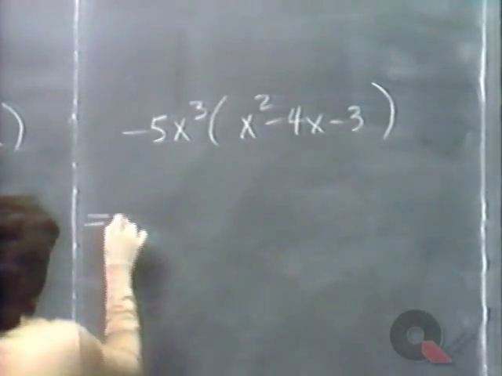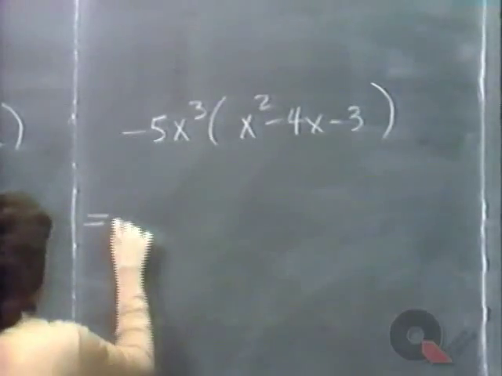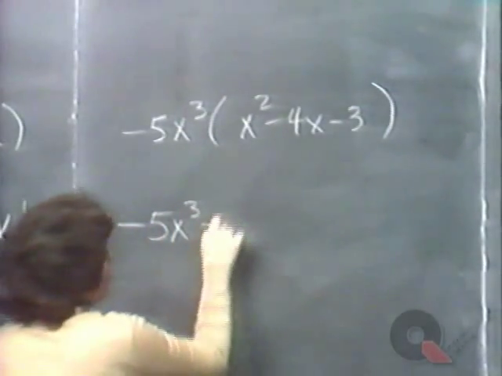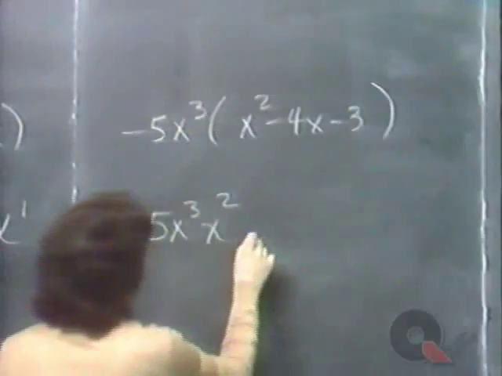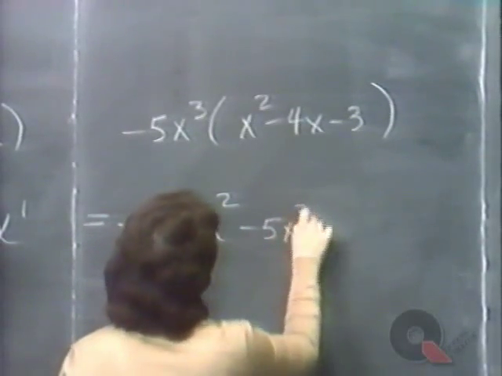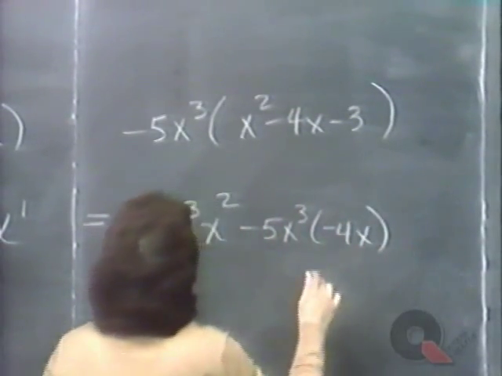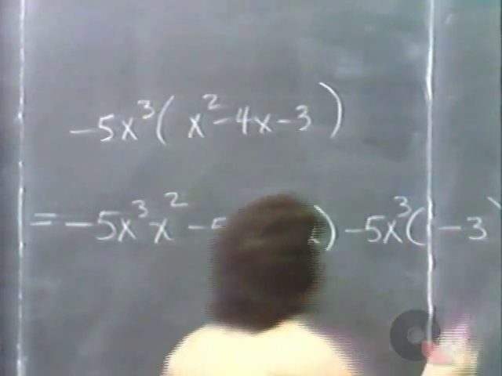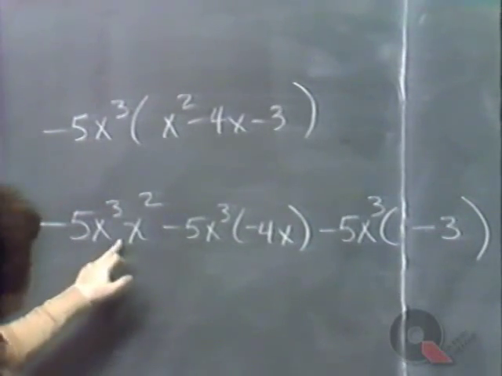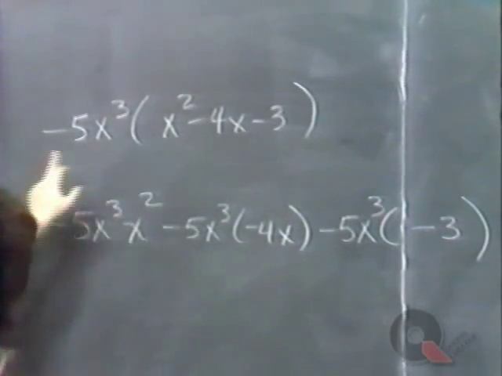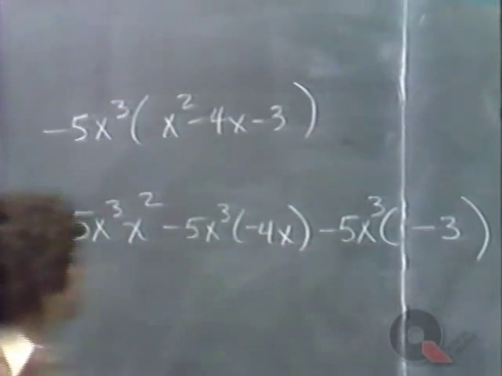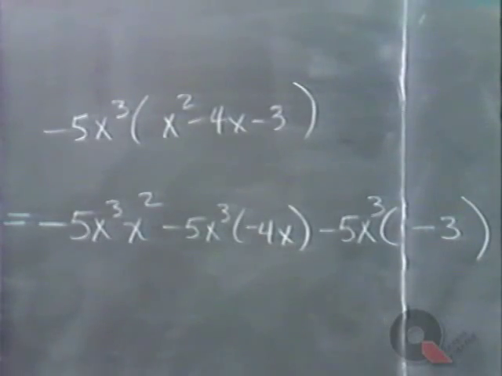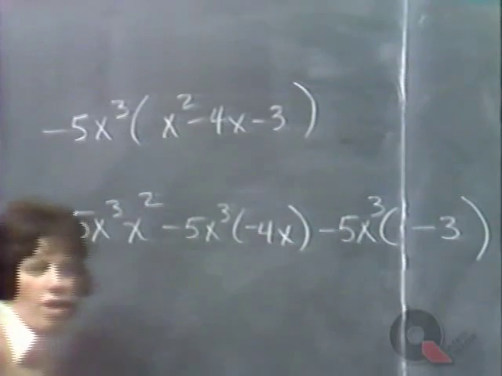So we get, and once again, this step is also a mental step, minus 5x cubed times x squared, then minus 5x cubed times minus 4x, and minus 5x cubed times minus 3. Minus 5x cubed will be multiplied by the x squared, then by the minus 4x, and last by the minus 3. Now, each of these, of course, is multiplying two monomials, which we already know how to handle.